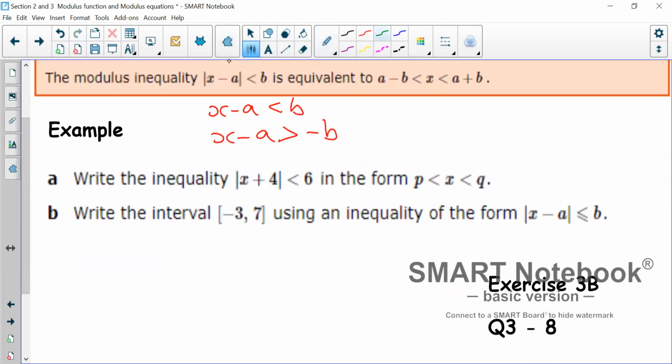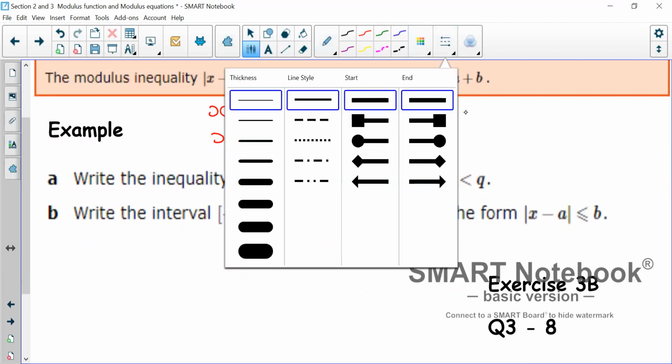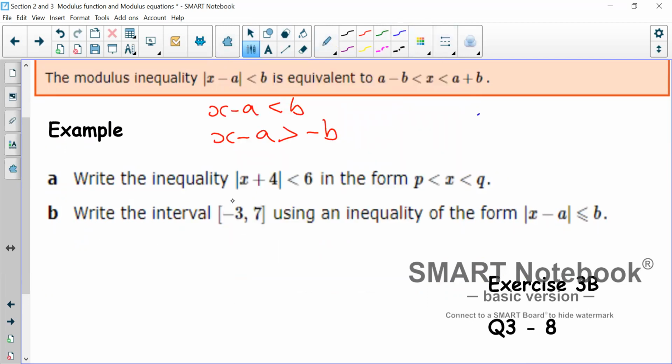So part A, write the inequality, the modulus of x plus 4 less than 6, in the inequality form. So we can compare the formula with our equation. The formula says if you have the modulus of x minus a less than b, I can rewrite it as x is greater than a minus b, but also less than a plus b.